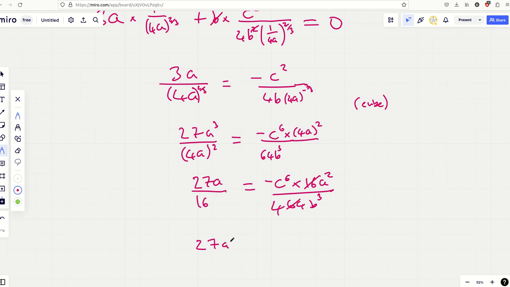You're going to have 27ab cubed equals minus 4c to the 6 a squared. And if we divide through by a, remember none of them are 0, so you haven't got to worry about that. You're going to get 27b cubed plus 4ac to the power of 6 equals 0. And I think that's the final answer.